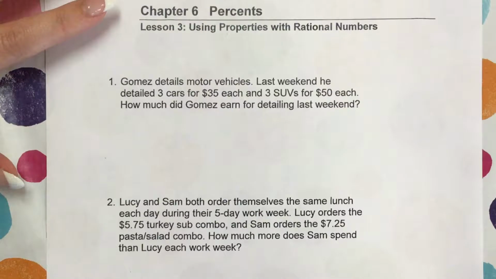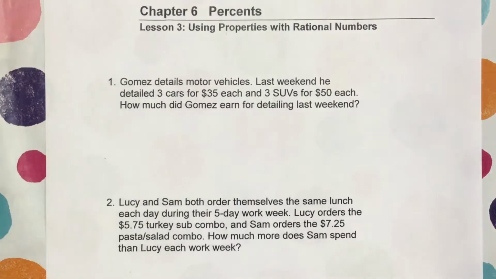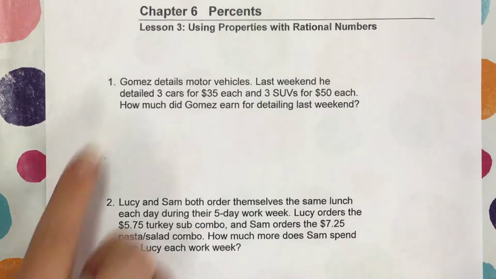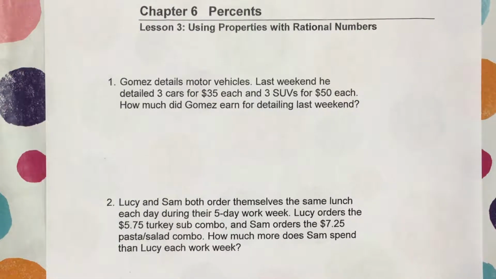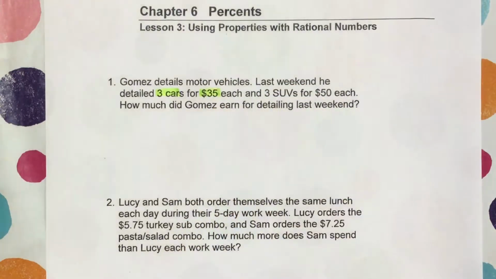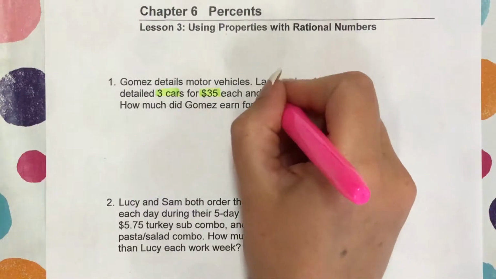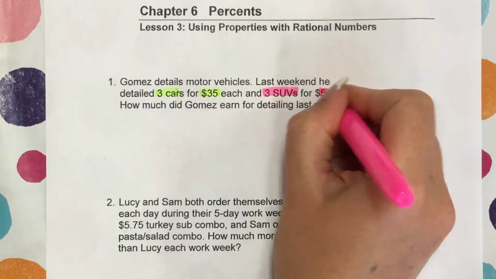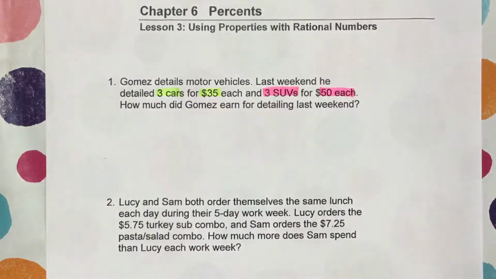We are in Chapter 6. This is Lesson 3, using properties with rational numbers. We're going to start off with two story problems, and we're just going to go over them for some extra practice. The first one says, Gomez details motor vehicles. Last weekend, he detailed 3 cars for $35 each and 3 SUVs for $50 each. How much did Gomez earn for detailing last week?